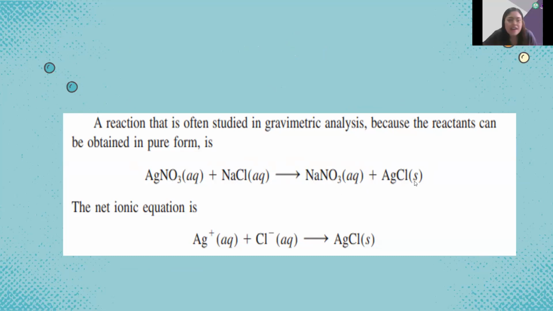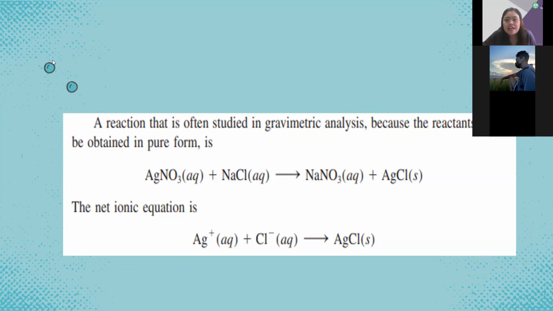And take note of the S, it's solid. So we have here silver chloride. So the net equation for this, syempre the silver will react with the chloride. This one is actually a double displacement reaction. And then na-form si silver chloride.